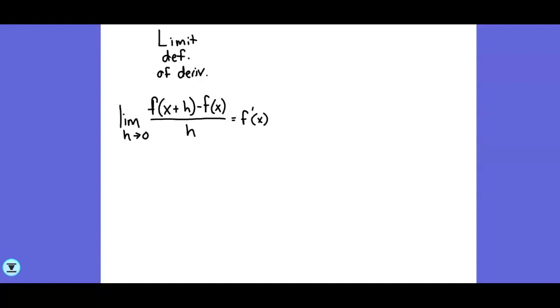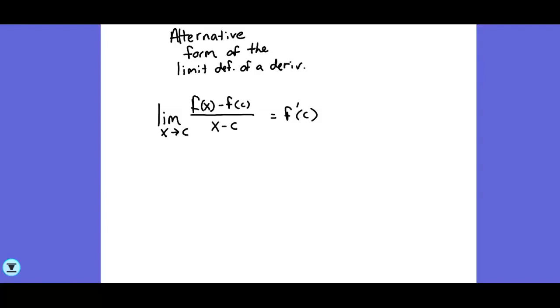We've learned 2 limit definitions of derivatives. So we have this one here, which is the classic one, and then we have this one here, which is the alternative form. Now, I'm going to start off with the alternative form today because it's a little bit easier to understand, and it might help you grasp the idea a little bit better of what we're going to be doing before we get to the regular looking one.